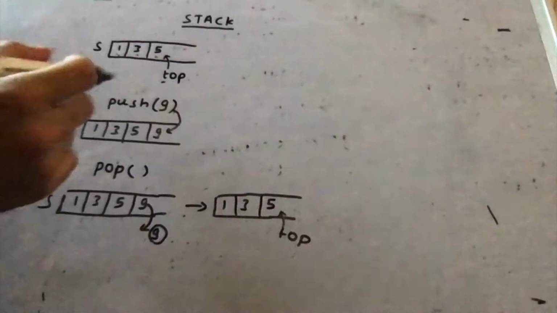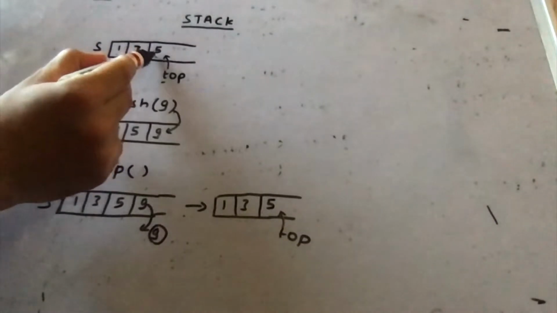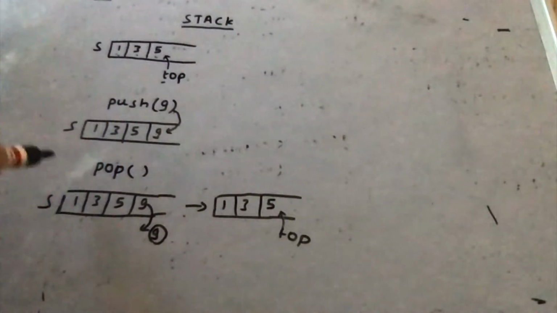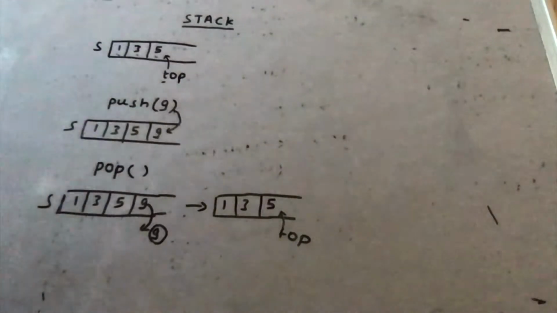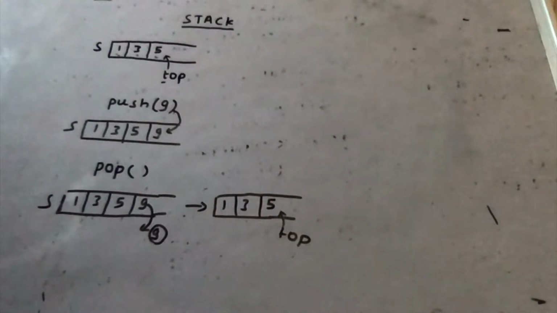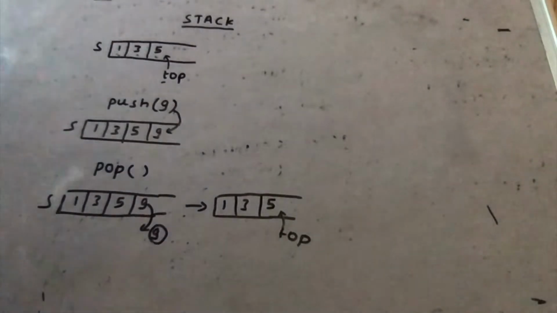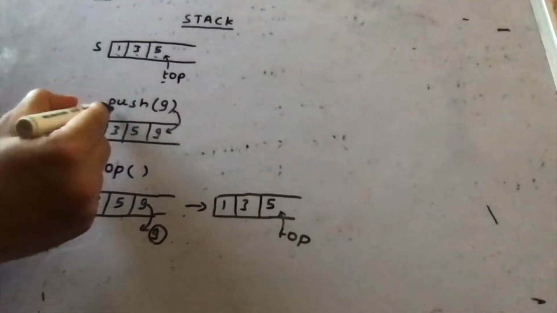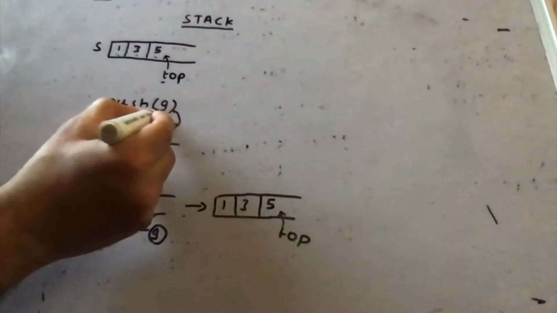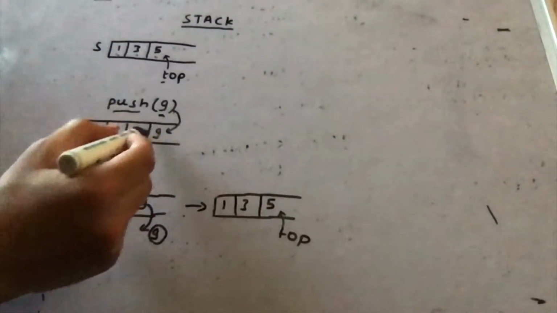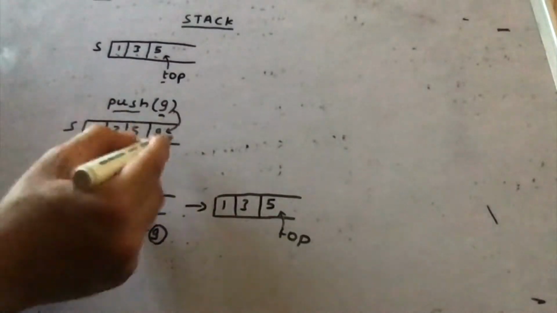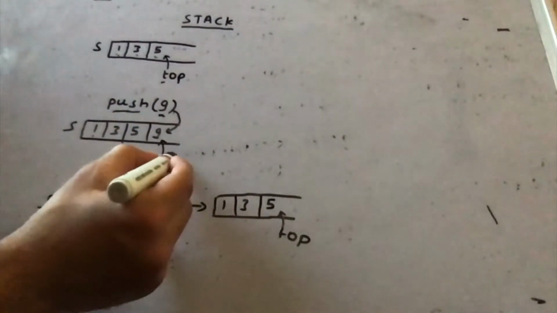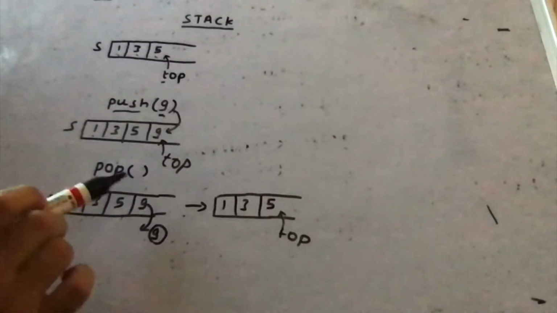So the most recently inserted element is 5 here. On a stack there are two types of operations which can be performed. First one is for insert, it's called push, and for removing an element from a stack, it's called pop. So let's say I want to push a new element: I will perform the push operation and insert 9 into the stack. The new stack would look something like this: 1 3 5 9, and the top pointer will come here. Now the second operation is pop.